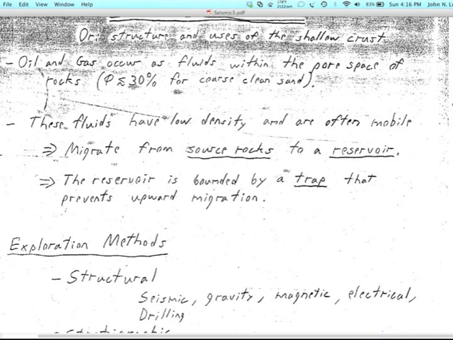The oil can be quite mobile. It's hot down at reservoir depths, and if you present it with the opportunity to move up and buoyantly come towards the surface, it will do so. And of course, natural gas occurs as a free gas. Only rarely is it dissolved within the water or oil in the pore space. It can easily be a free gas in the pore space, and then it's very mobile. So the oil and gas will migrate from source rocks, shales, organic rich rocks, to a reservoir.